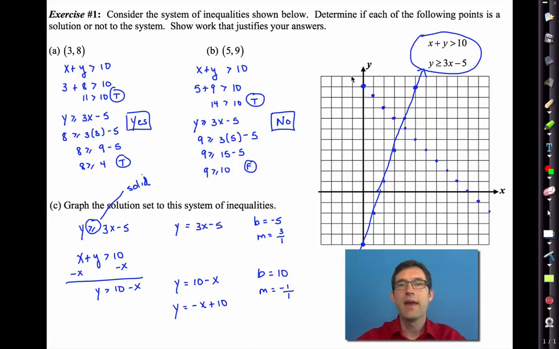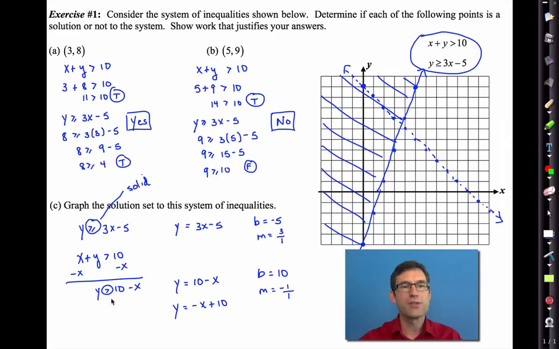All right. Now, in this case, though, since there is no equal sign, we need to draw this in dashed. All right. But now we've got some shading. In the first one, it was y is greater than or equal to 3x plus 5. So we're going to shade above this line.